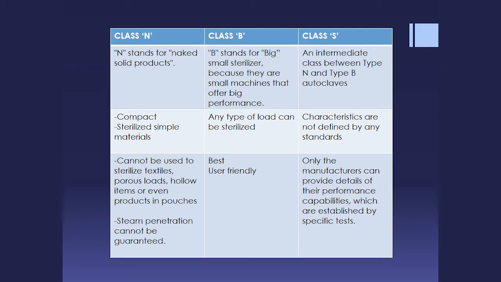In class B, the B stands for big small sterilizer, because these are small machines that offer big performance. Any type of load can be sterilized in a class B autoclave, specifically instruments which have hollow spaces, and it is the most user friendly. And class S is an intermediate class between class N and class B autoclaves. Its characteristics are not defined by any standard, and only the manufacturer can provide details about it.